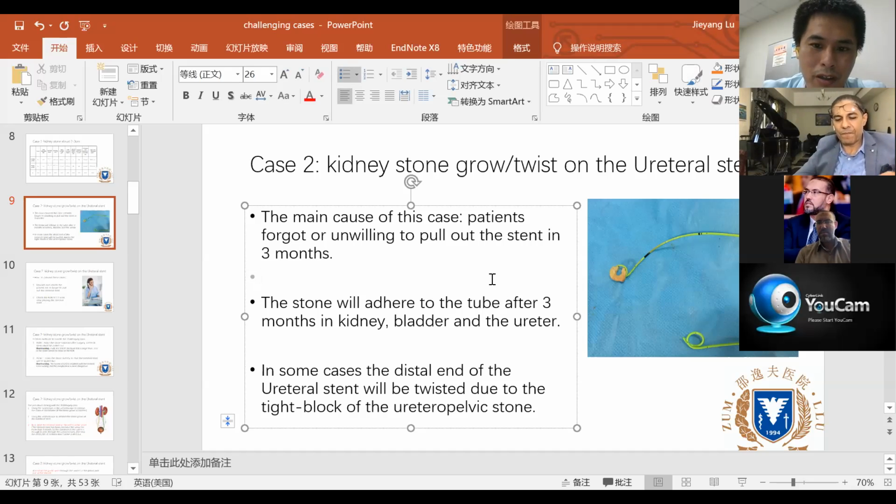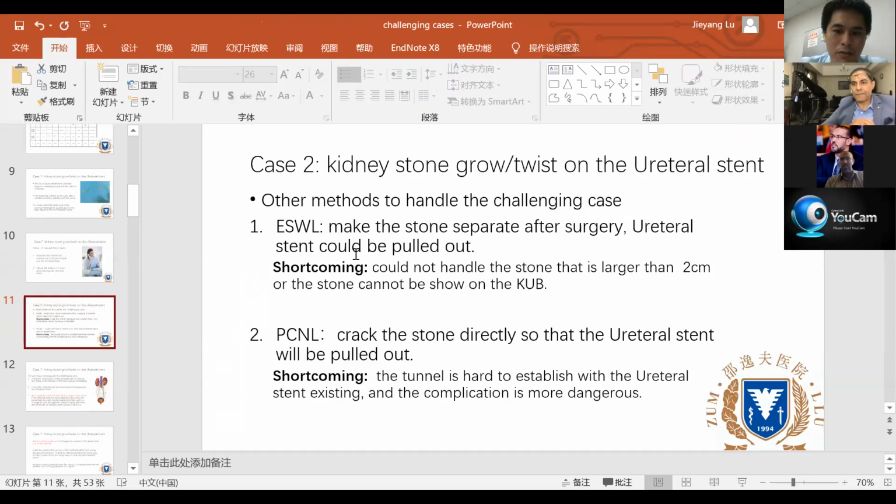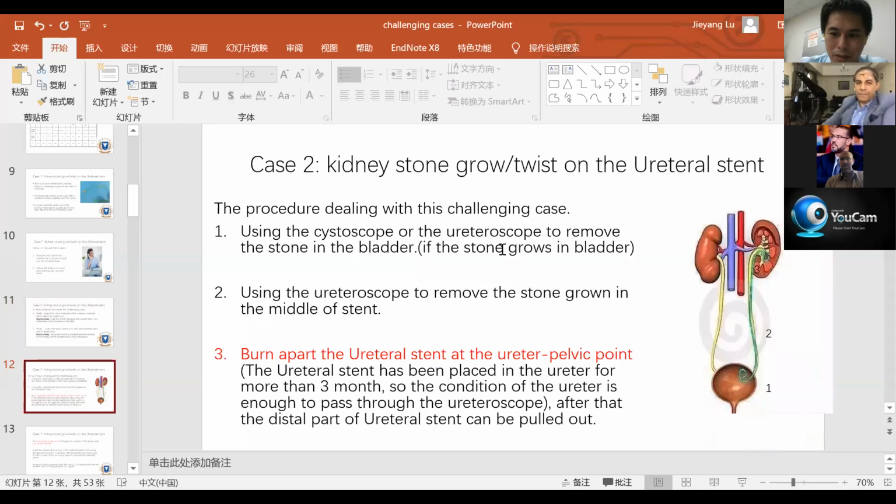So you can use the ureteroscopy, or as I mentioned, you use a cystoscope to treat the stones first, and then you use the ureteroscope to treat the stones in the ureter. In most of the cases, once you treat these two places, the stents can be pulled out.